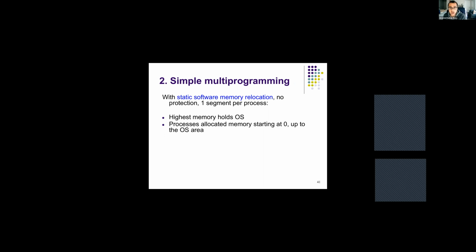Okay. So in case of very simple static memory allocation for multi-programming, the idea is simple. We have the highest memory that holds the operating system, and the other part of memory holds various processes, more than one process.